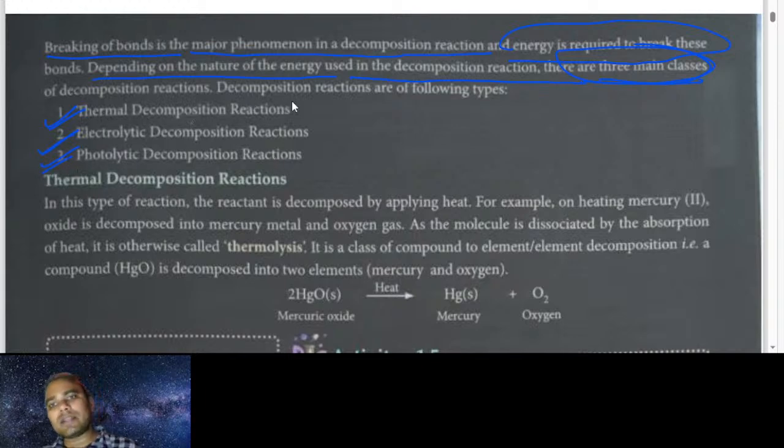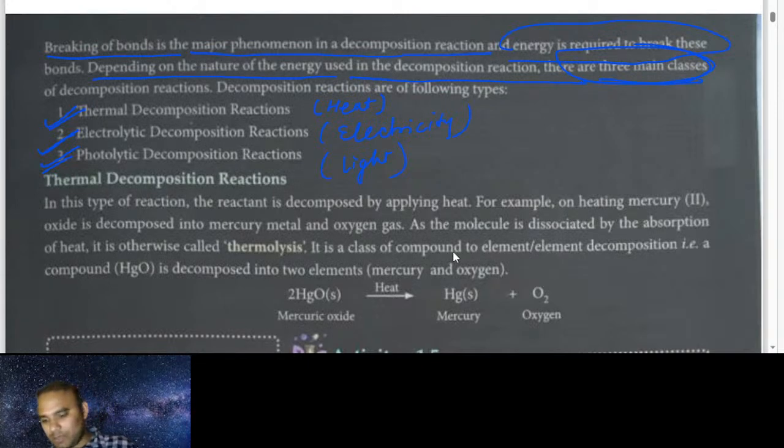Thermal decomposition means heat is required. Electrolytic means electricity is required. And photolytic means light is required, student. So these are the simple terms. Let us try to understand.